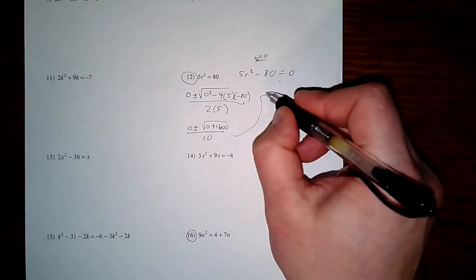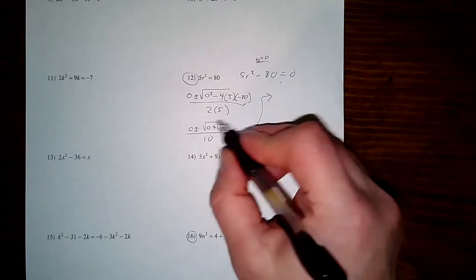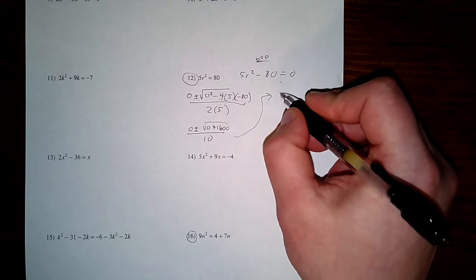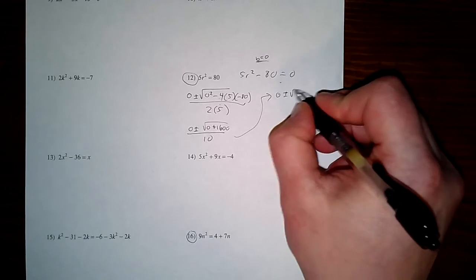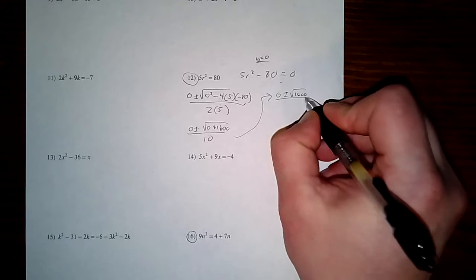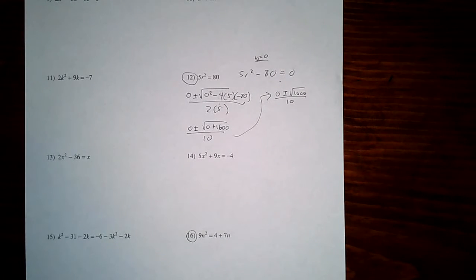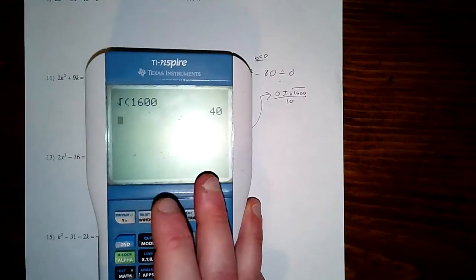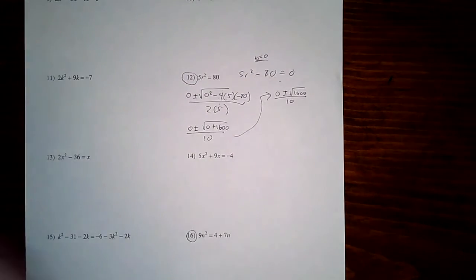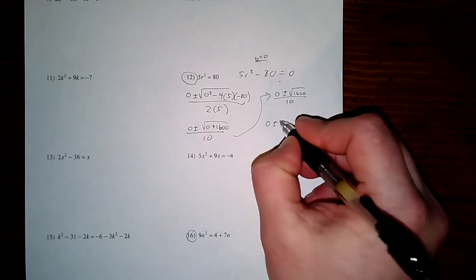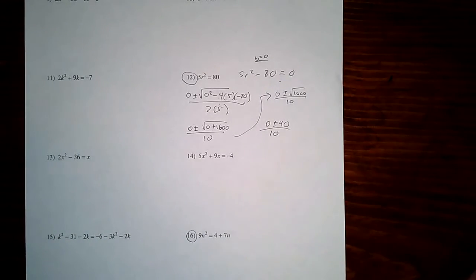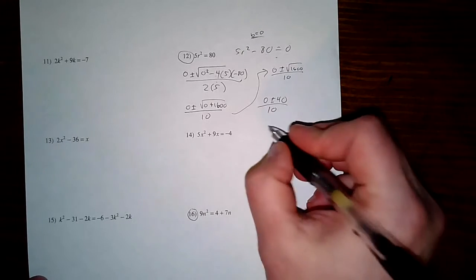Running out of space, so let's go ahead and move up here. So under my root there, it's just going to be square root 1600. So I have 0 plus or minus the square root of 1600 over 10. And 1600 is a perfect square, and if you don't know that, since 16 is, it makes sense that 1600 is, but you can see here, it's just 40. So we get 0 plus or minus 40 over 10. So now we're ready to get our two solutions.